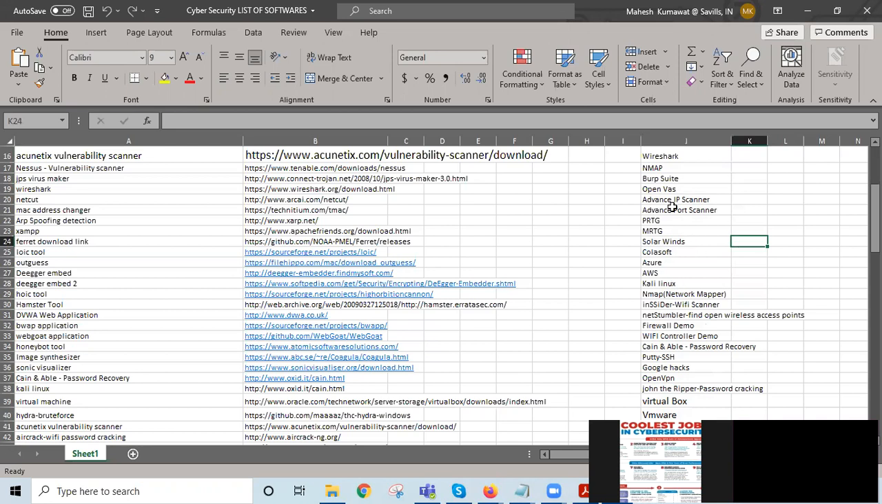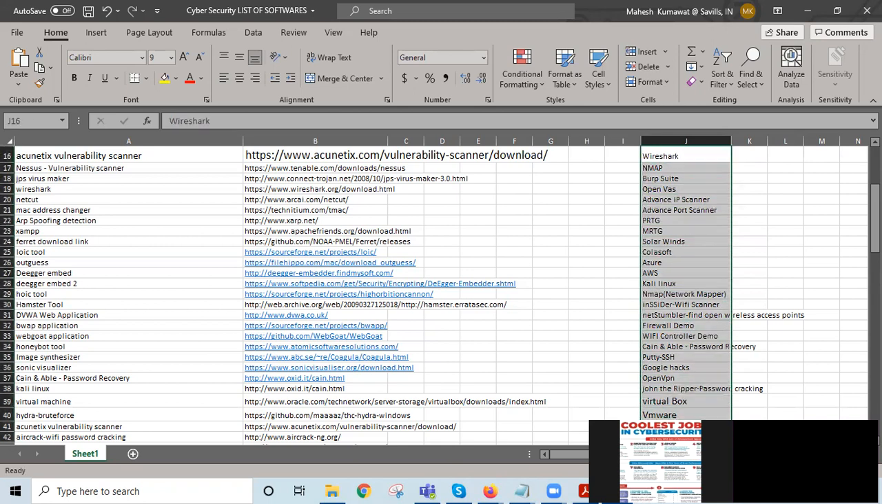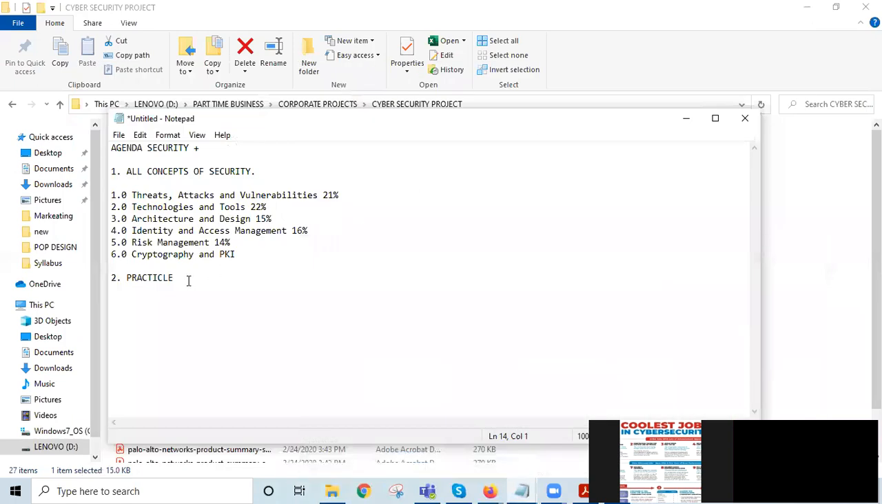But this is the software which I'm talking about right now. These are very important software, and all the companies and security professionals are working on this software nowadays. Then we are going to discuss some practical things. The third thing I'm going to discuss is some use case scenarios. Suppose I will provide some scenarios.